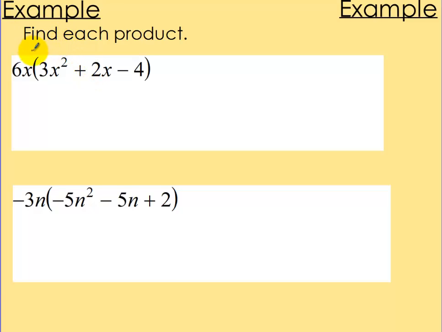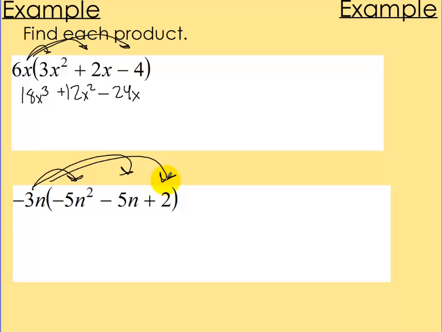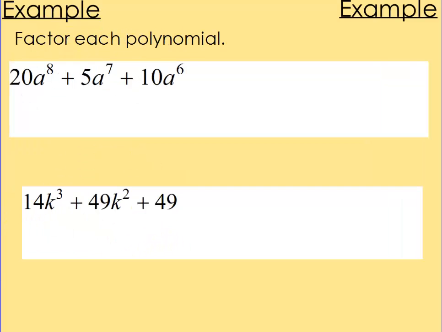Okay, I want to find each product here. So I'm going to distribute the 6x to all three terms. So you're going to get 18x cubed. 6x times 2x is going to be plus 12x squared. 6x times negative 4 is negative 24x. The one down here, distribute that negative 3n to all three terms. Negative 3n times negative 5n squared is going to be positive 15n cubed. Next one, negative 3n times negative 5n is going to be plus 15n squared. And negative 3n times 2 is going to be minus 6n. So there's your answer. Next one.